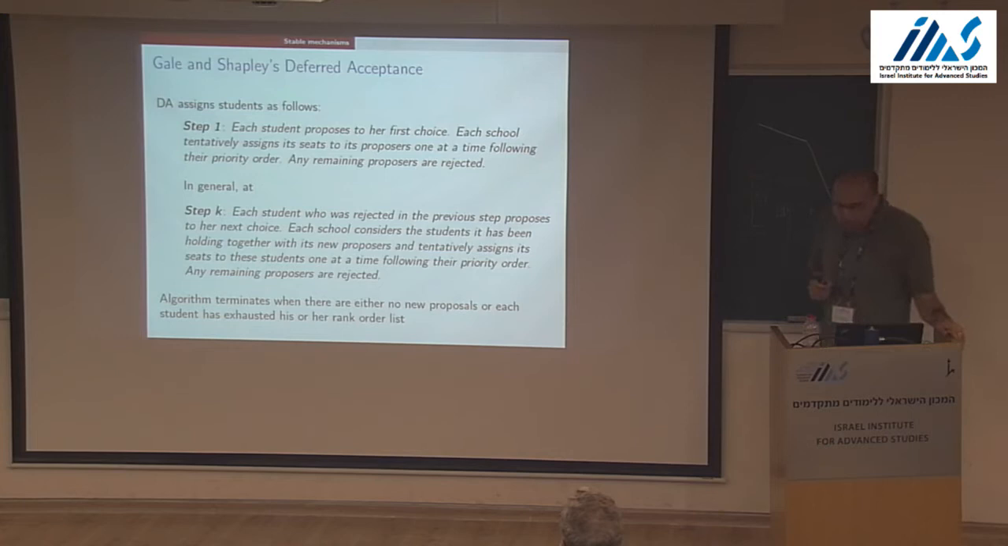And in the general step, step K, each student who was rejected in the previous step proposes to her next choice. The schools are going to consider these new proposals together with the applicants that they had tentatively accepted up to that round, and select the best in that group. How do they select the best? One at a time according to the priority order. And any remaining proposers are going to be rejected. So this algorithm will terminate when there are either no new proposals or each student has exhausted their rank order list.